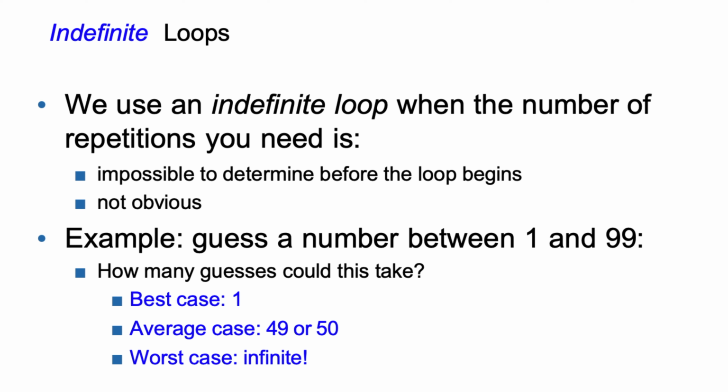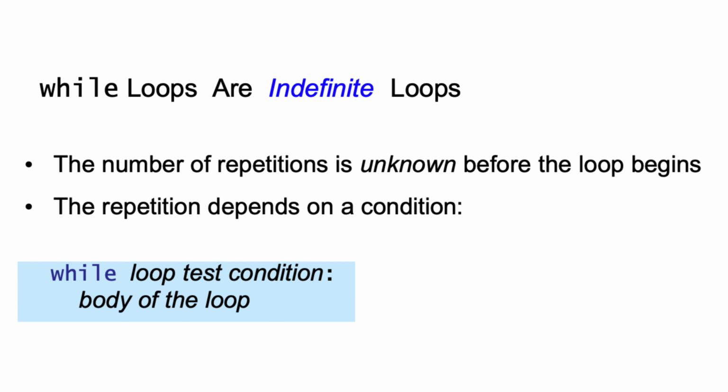The best case scenario is that you guess the number in one try. The average case scenario is about 49 or 50 tries. However, the worst case scenario is not 99. It could be infinite. You could occasionally say the same number twice during your guesses, and it is therefore not definite. While loops are considered indefinite loops because the number of repetitions is unknown before the loop begins, and the repetition depends on a condition. Below, in the blue colored box, is the syntax for Python's while loop.